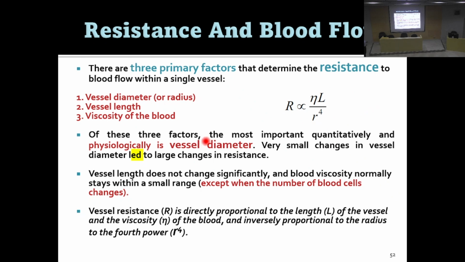Of course, of these 3 factors, the R is probably more important than the others due to the factor of power 4. Okay, the factor of the power 4. But also, as I said, the vessel length also plays a role, but not as much as the R. Viscosity also plays a role. So viscosity will always be the same in the blood.